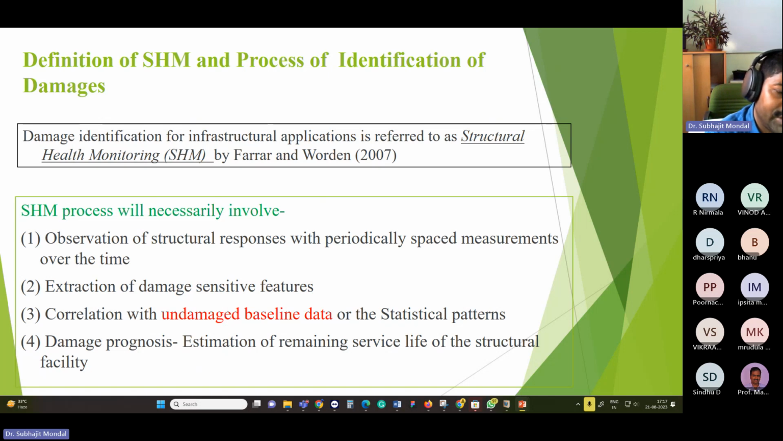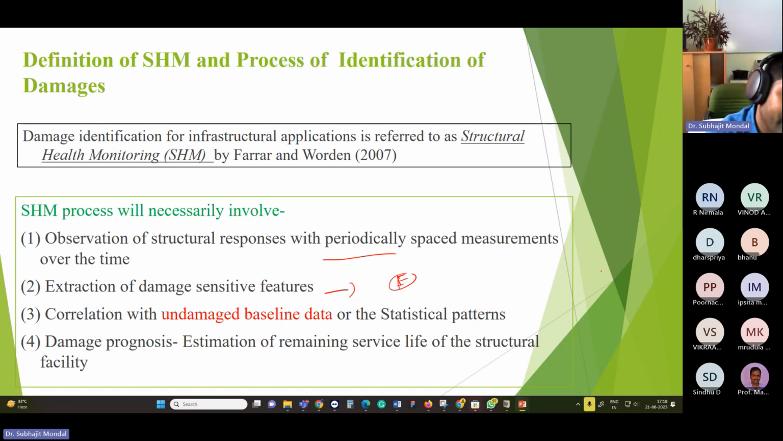Now, if you go for structural health monitoring, then already I've discussed that we have to periodically measure the data, and from the measured data, you have to go for the features or pattern. And again, you have to see the sensitivity of the response. You have to see which parameter is very sensitive to the response. All the parameters may not be equally sensitive.